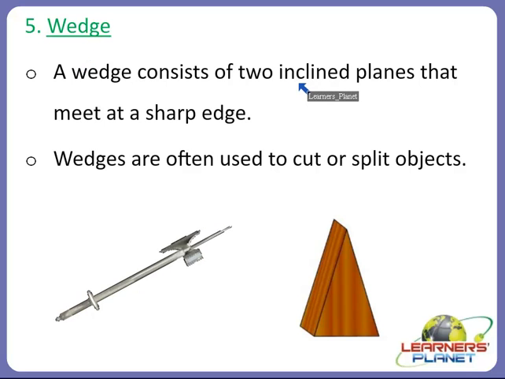Yes. So what is meant by wedge, children? A wedge consists of two inclined planes that meet at a sharp edge. Wedges are often used to cut or split objects. As you can see here in the picture, this is a wedge, right? And you can assume or imagine the shape of this wedge. If its shape is like this, that means it is often used to cut or split objects.